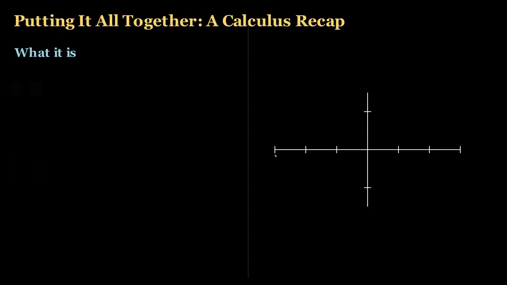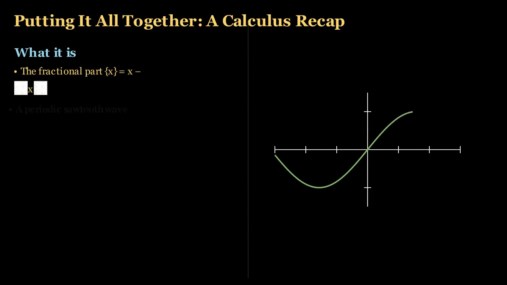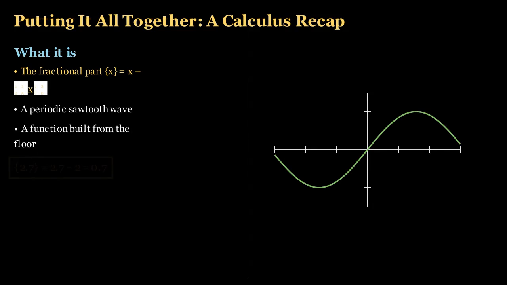Let's step back and see the whole picture. The fractional part function, written as curly braces around x, is simply x minus the floor of x. The floor of x is the greatest integer less than or equal to x, the integer part. So the fractional part is whatever is left over after you take away that integer. Visually, it's a sawtooth wave. It ramps up from 0 to just below 1, then drops back to 0 and repeats. Every time x hits a new integer, the floor jumps up by 1, so the fractional part resets.